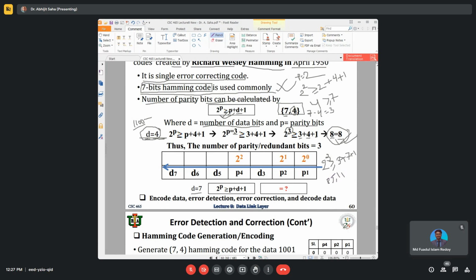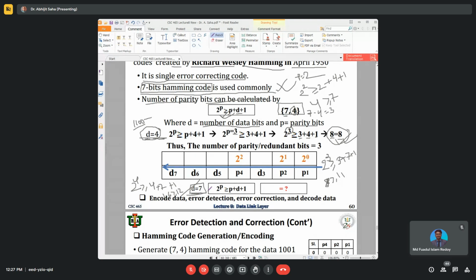Is the condition true or false? False, sir. Right. So that means 3 parity bits are not going to be enough for sending the 7 bits of data. So now if you take 4, 2 to the power 4 is going to be greater than or equal to P, which is 4, plus 7 plus 1. So how much do you get? You get 16 greater than or equal to 12. So now the condition is satisfied, right? 16 is greater than 12. So for sending the 7 bits of data, I need to use 4 parity bits. Clear?